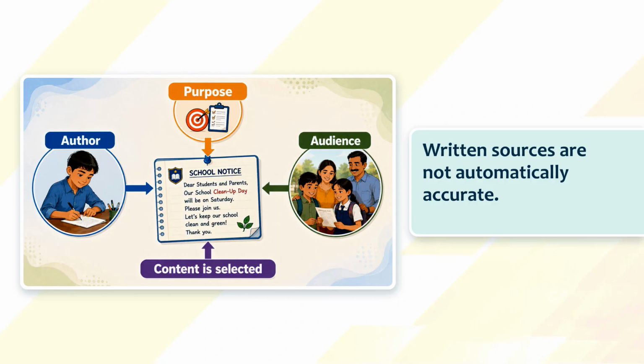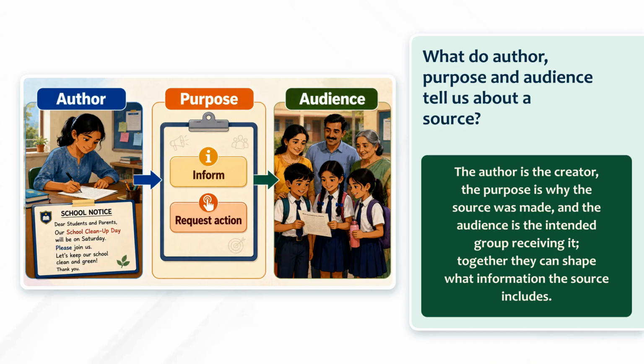Knowing the communication situation helps us read more carefully. Written sources are not automatically accurate. Understanding who created a source and why helps us read it more carefully. Trace the pathway from creator to receiver. What do author, purpose, and audience tell us about a source? The three-part pathway gives the reading frame. The author is the creator, the purpose is why the source was made, and the audience is the intended group receiving it. Together, they can shape what information the source includes. The notice selects details for its job and readers.